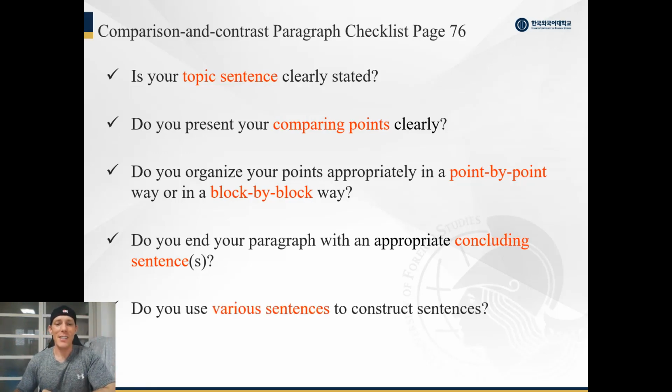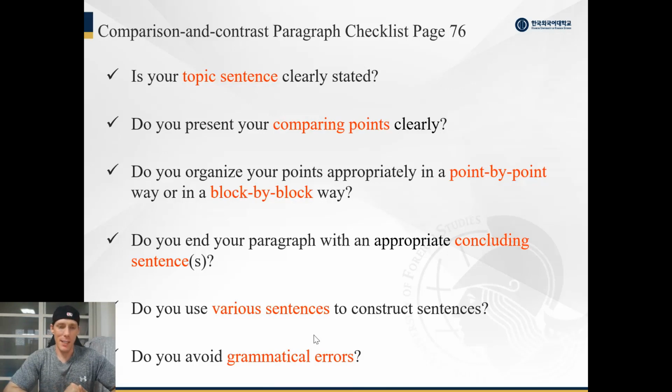Do you use various sentences? As I said, you can use various sentences, so it's up to you. But in the main points, these one, two, three, four are the most important for our studies, okay? So don't worry too much about the last one. Now, this one is always there because you want to avoid grammatical errors. And grammar is learned by practice for writing. You have to practice your writing.